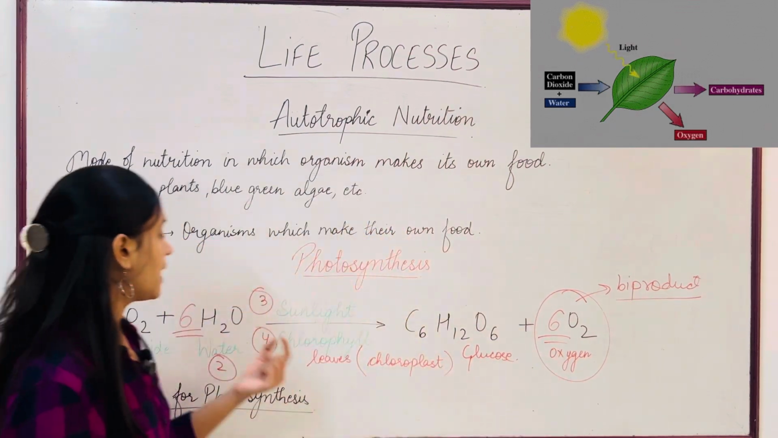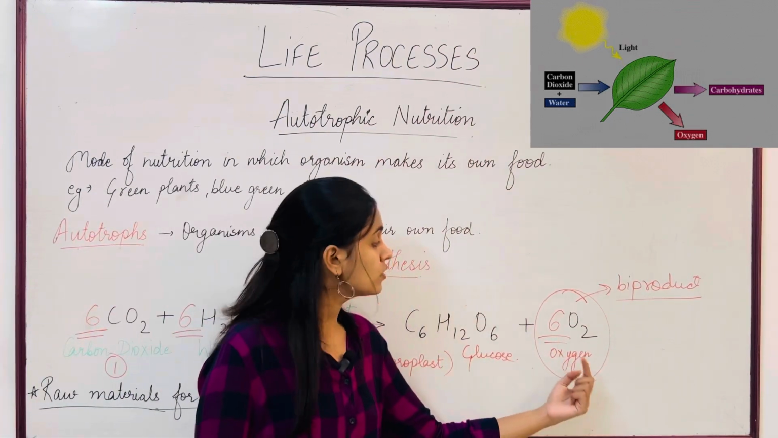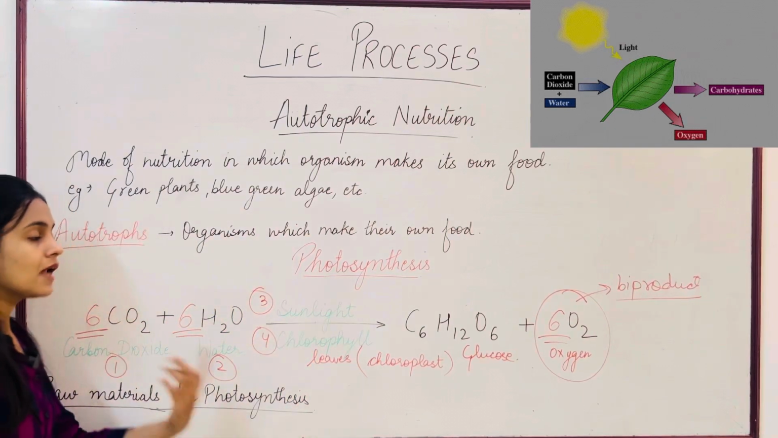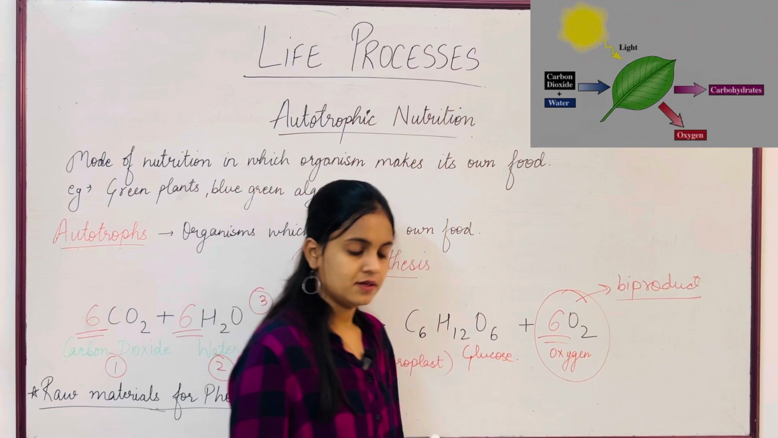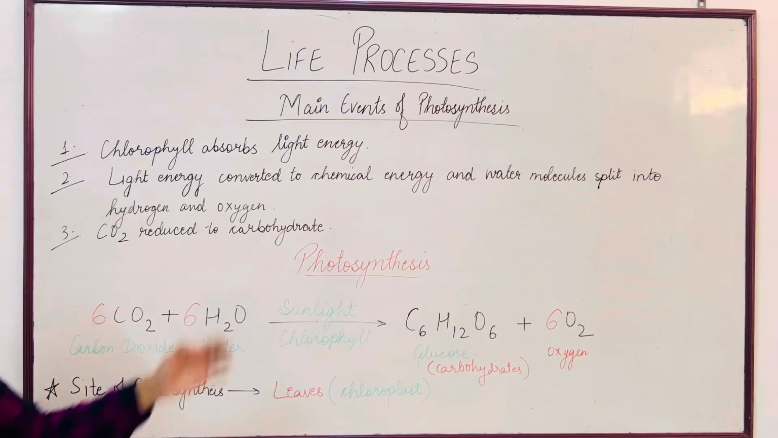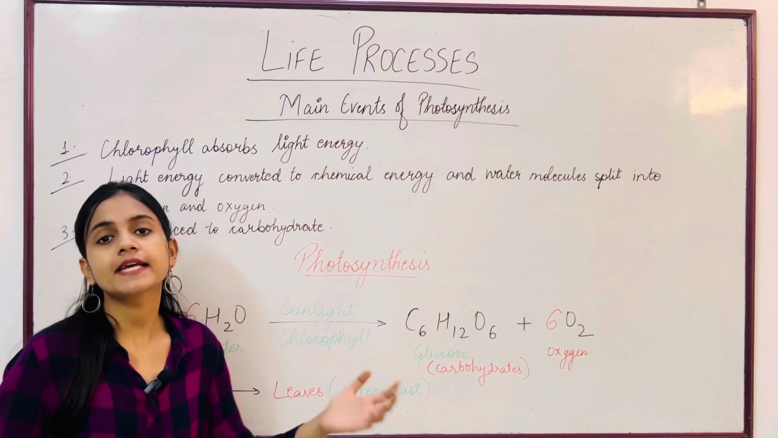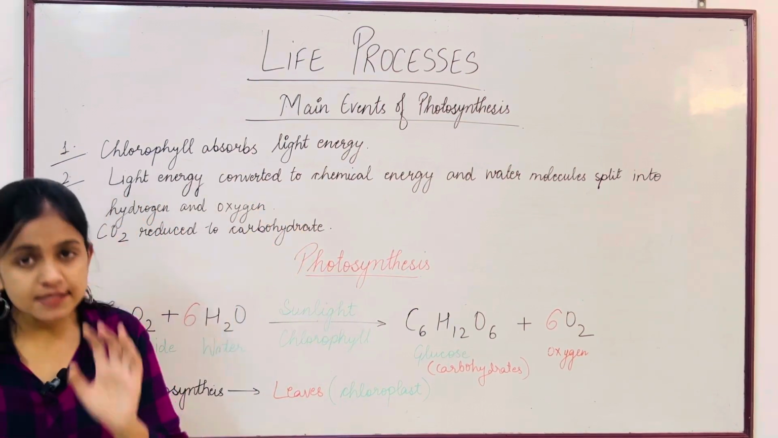You know that plants take carbon dioxide and release oxygen. So this is known as the byproduct of photosynthesis. Now we will be talking about what are the main events of photosynthesis. Main events of photosynthesis means what events are taking place during photosynthesis. This question is usually asked in your exams.